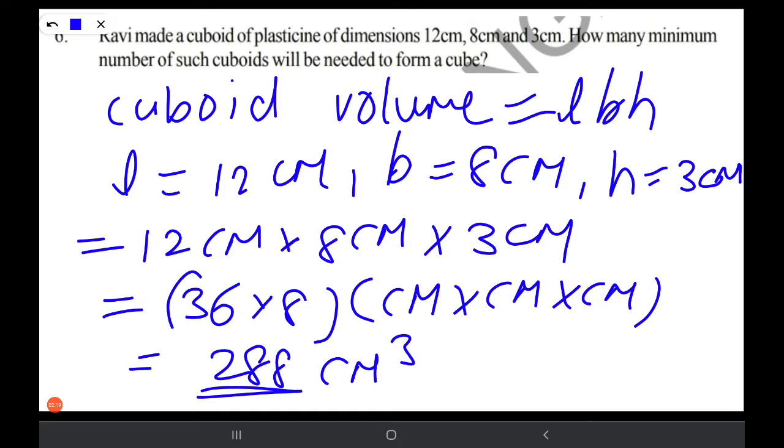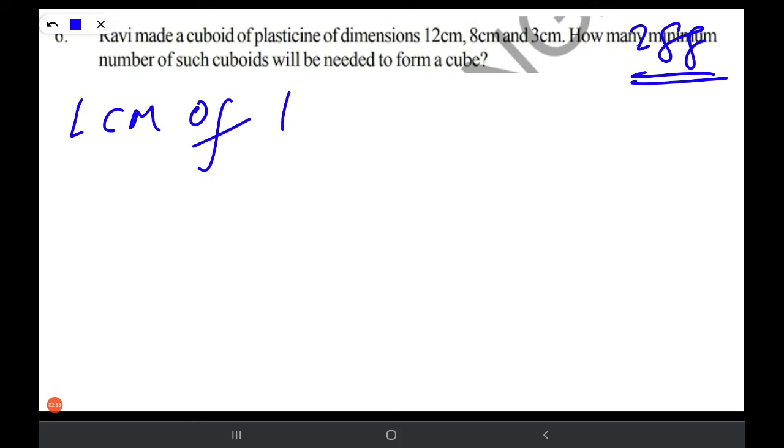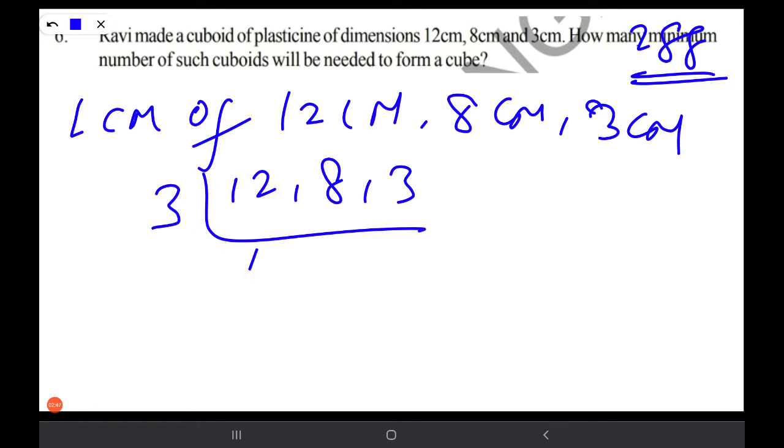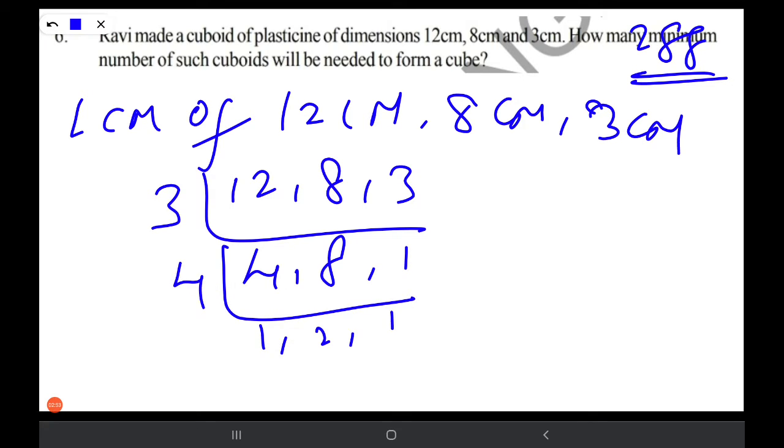So I'm erasing the screen. I'll write here: 288 centimeter cube is the volume of the cuboid. Let us take the LCM of 12 centimeter, 8 centimeter and 3 centimeter. Forget about centimeters, take 12, 8, 3. 3 fours are 12, 8 as it is, 3 ones; and 4 ones are 4, 4 twos are 8, 1 as it is. 3 fours are 12, 12 twos are 24, which is the LCM.